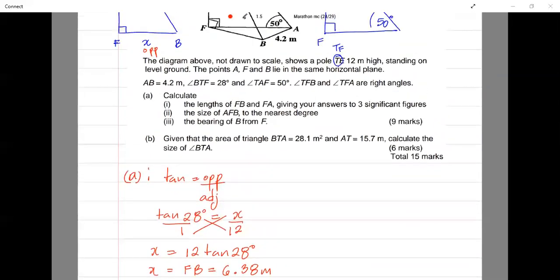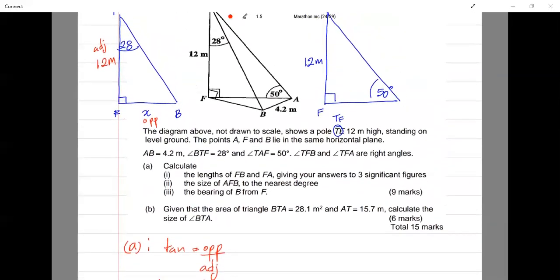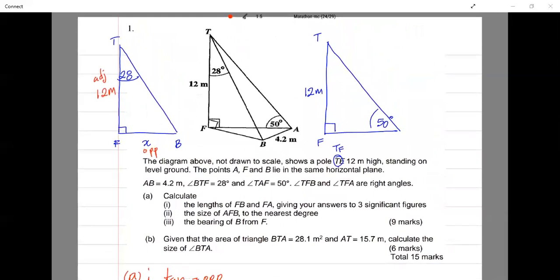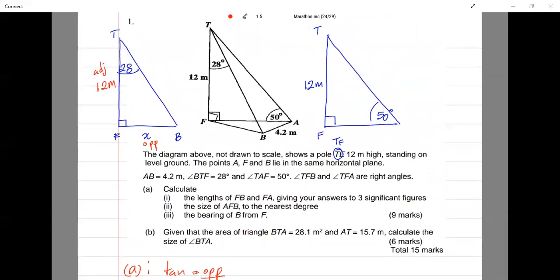All right, the next thing we're asked to find from the same part (i) is FA. So A is here. I'm going to call it y. 12 is opposite to the 50 degrees, and y is adjacent to the 50 degrees. We already stated that the ratio that includes opposite and adjacent is tan.